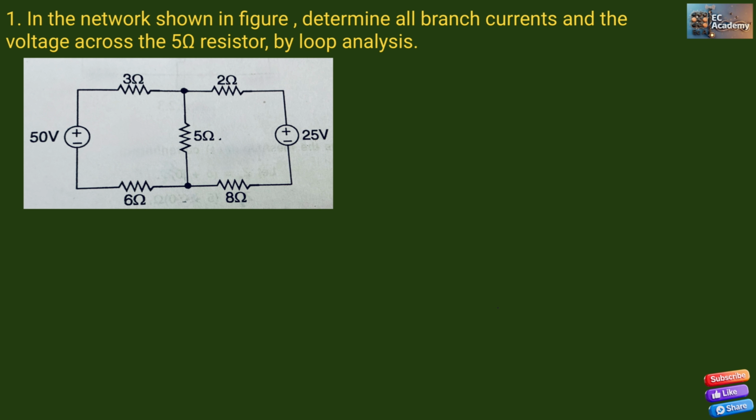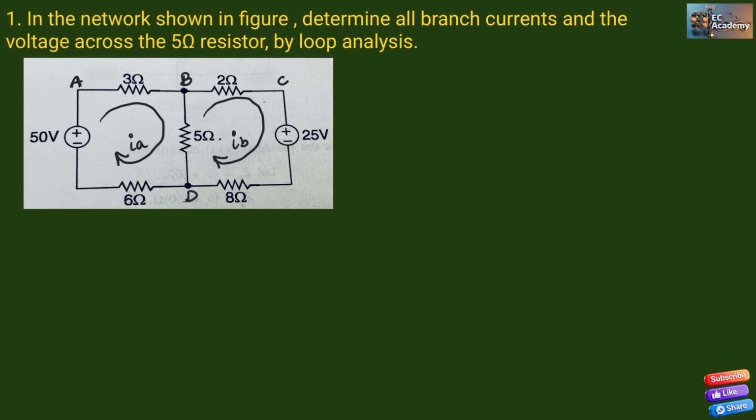Now, for the given problem, first let us name the loop. So, we can write A, B, C, and D. The first loop will be A, B, D, A, and the second loop will be B, C, D, B. Now, let us write the loop current for the first loop as IA in clockwise direction, and for the second loop as IB in clockwise direction.